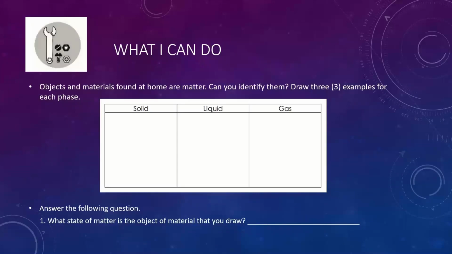What I can do. Objects and materials found at home are matter. Can you identify them? Draw 3 examples of each phase. Draw 3 examples of solid. Draw 3 examples of liquid. Draw 3 examples of gas.